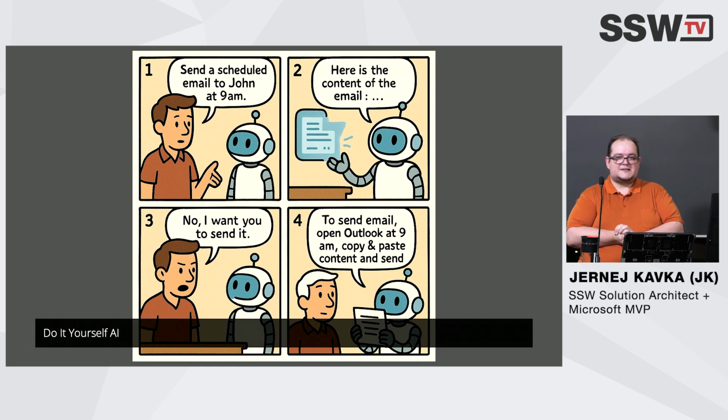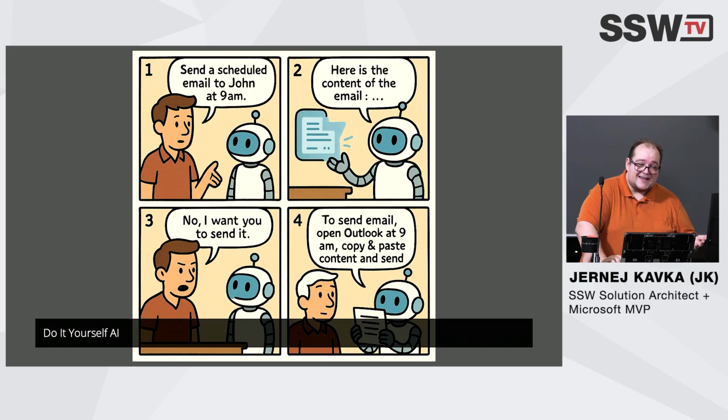Now, when you use something like Ollama, LM Studio, and similar solutions, that is equivalent to trying to send a scheduled email to John at 9 a.m. Then the AI generates the email and tells you to send the email at 9 a.m. to John. And you're like, no, I want you, AI, to send this email. And then the AI will give you even more exact directions on how to achieve that task yourself. So if you're lazy or you want to do automation, that's not exactly what you want, right?